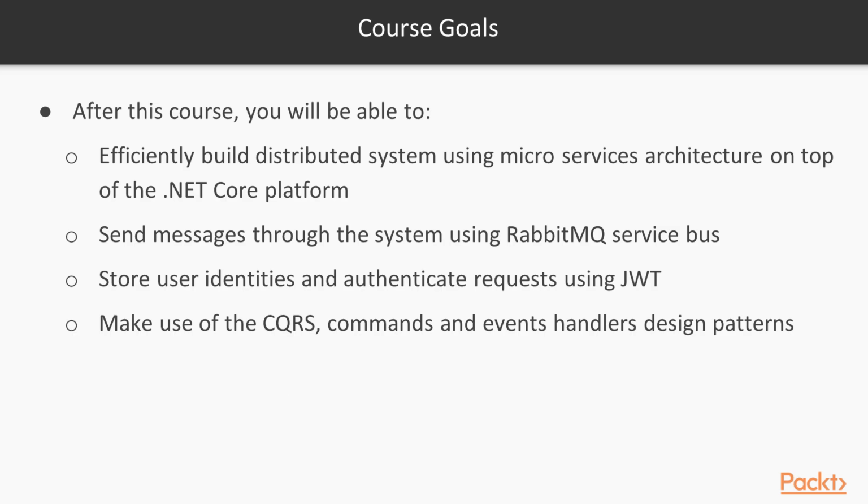The goals of this course are the following. After completing this course, you'll be able to efficiently build a distributed system using the microservices concept, and of course by following the best patterns and the .NET Core platform itself. You'll see how you can send the messages through the system and use the RabbitMQ service bus to achieve that. You'll also find out how to store the user identities and authenticate requests using JSON Web Tokens, which is the industry standard. You'll also see how you can make use of the basics of CQRS, commands, events, handlers, and other design patterns that are pretty useful when designing a distributed system.